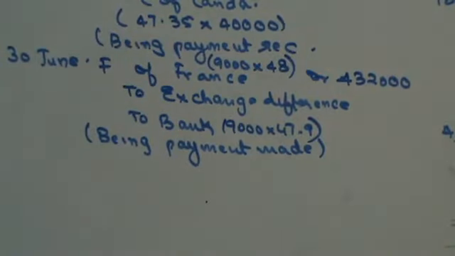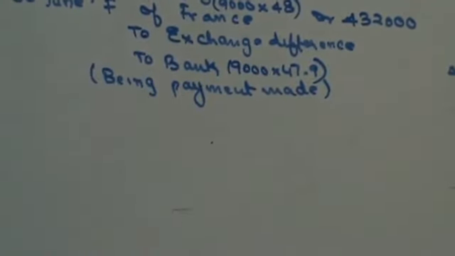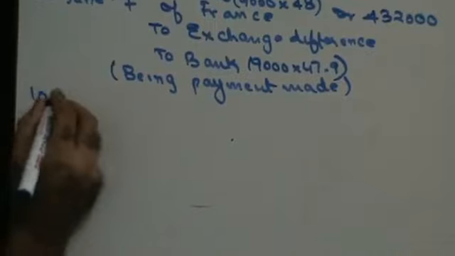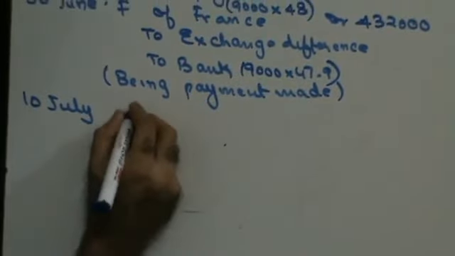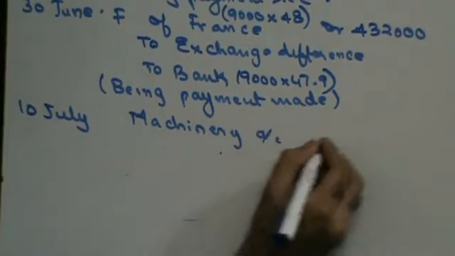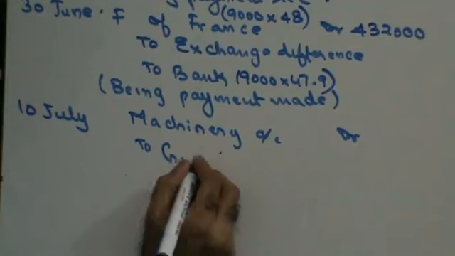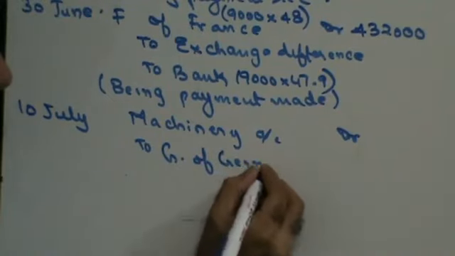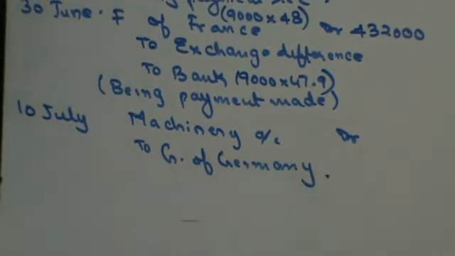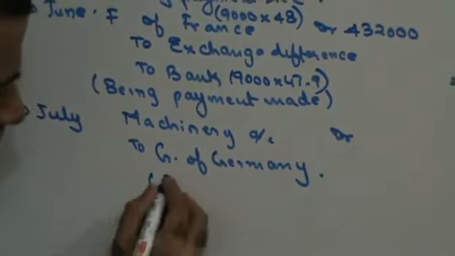After 30th June, you have 10th July, G of Germany. On 10th July, machinery purchased from G of Germany of $50,000. Debit what comes in? Machinery account debit, to G of Germany: debit the receiver, credit the giver. You have purchased machinery of $50,000 and the dollar rate is 46.8.